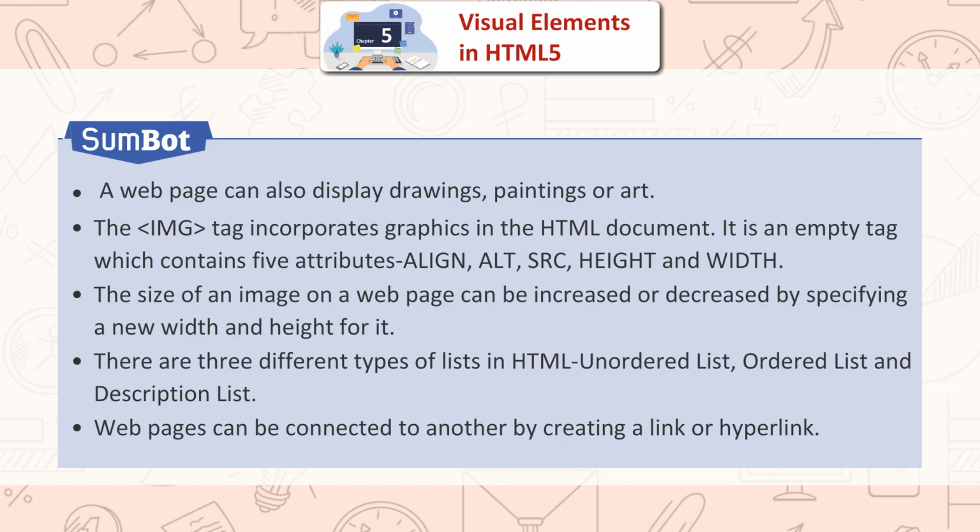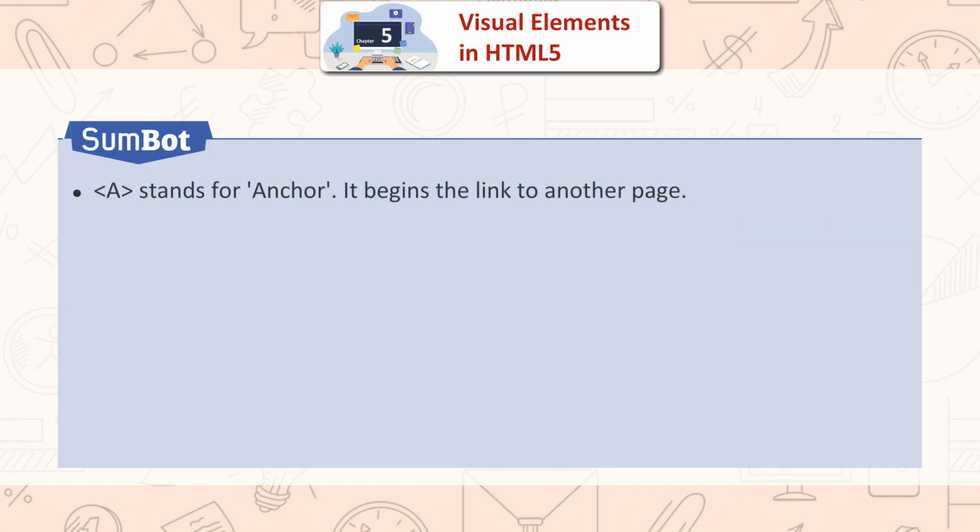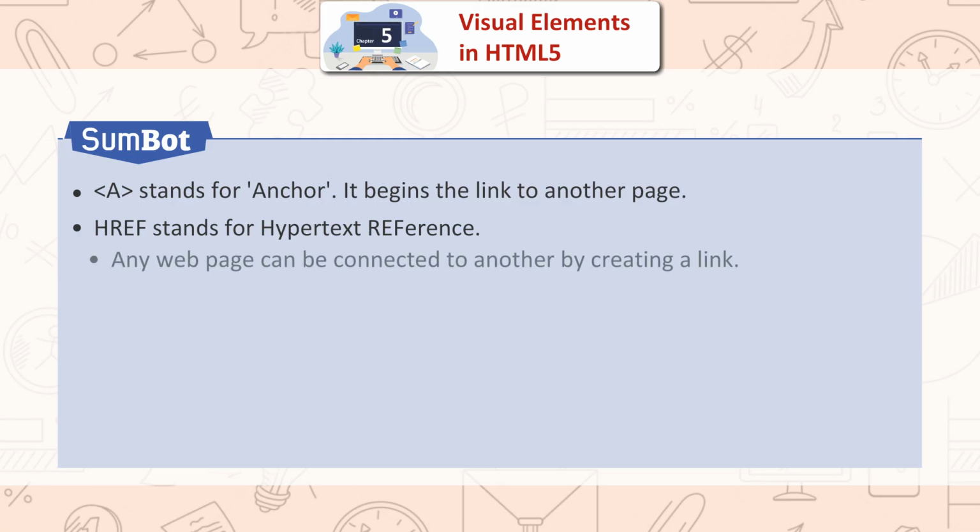Web pages can be connected to another by creating a link or hyperlink. A stands for anchor. It begins the link to another page. href stands for hypertext reference. Any web page can be connected to another by creating a link.